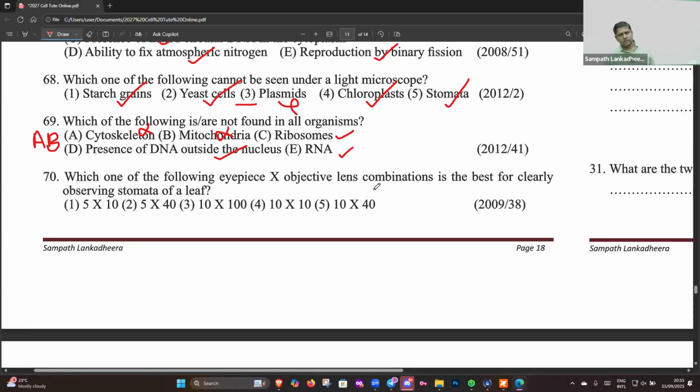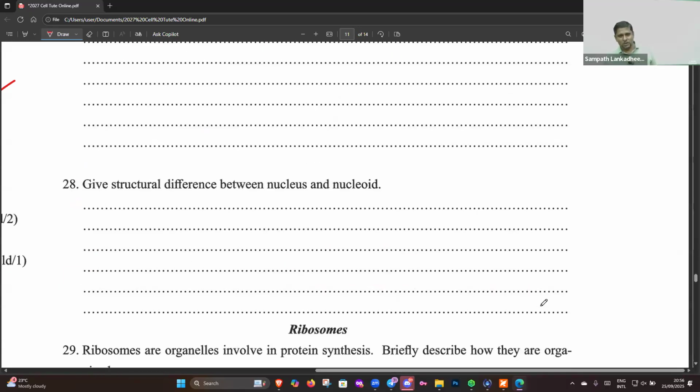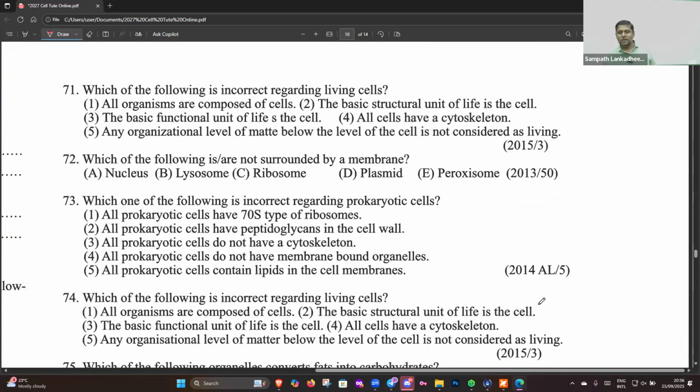Which eyepiece objective lens combination is best for clearly observing stomata of a leaf? Stomata is made of two guard cells. With high power you can see just one cell, and with low power you can see many cells. So the best power is medium. I know you selected the fifth one, but sometimes the highest magnification is not always better. You want to see the stomata, the pore, and the surrounding cells. Medium power is better. Is it clear? It's like a practical question.